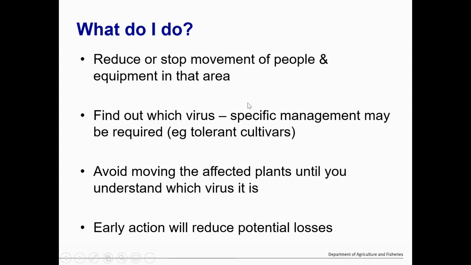So what do you do? The first thing that you should do if you think you have a virus disease outbreak is reduce or stop the movement of people and equipment into that area while you can find out more about what's going on. Find out which virus it is, because there's specific management for some things, and avoid moving those affected plants until you understand what virus it is. If it's a Tobamo virus, it's really contagious, and if you try and rogue those plants and take them out of the glasshouse, you might spread it more. And the earlier the action you can take, the less loss you'll incur.